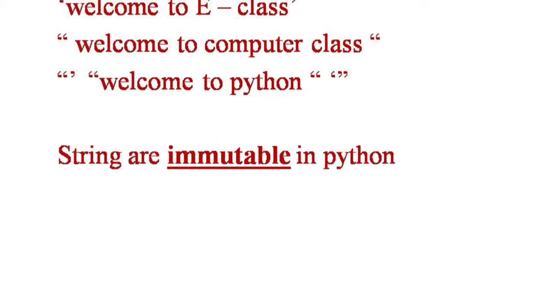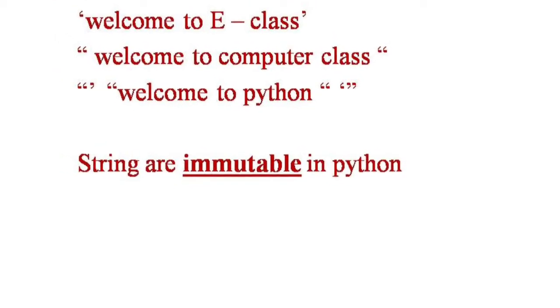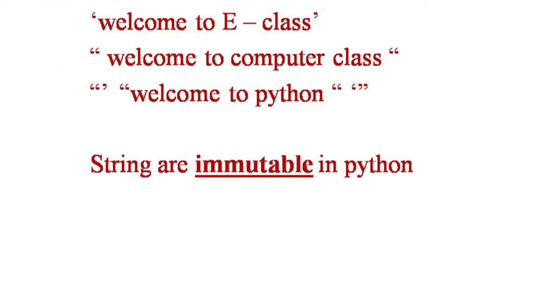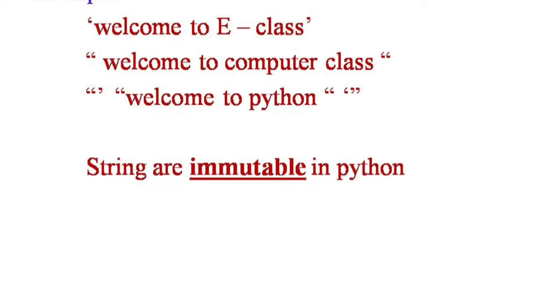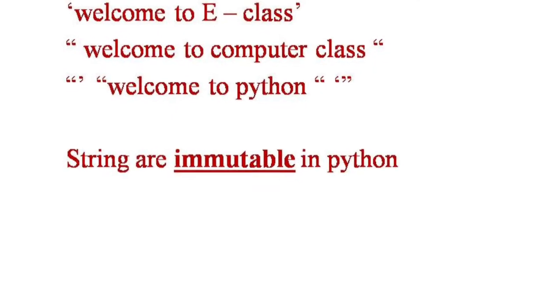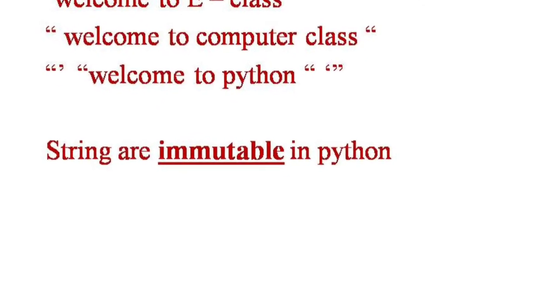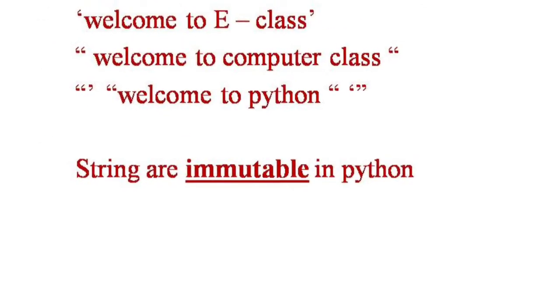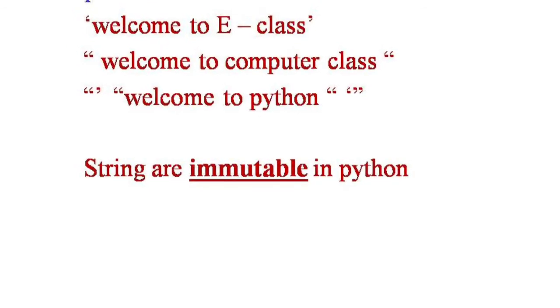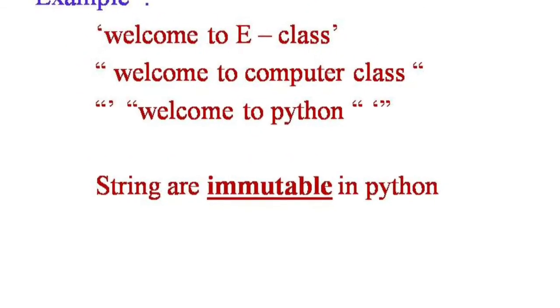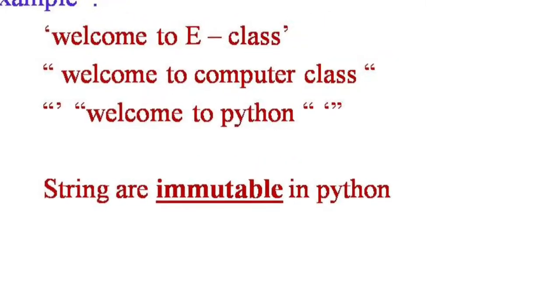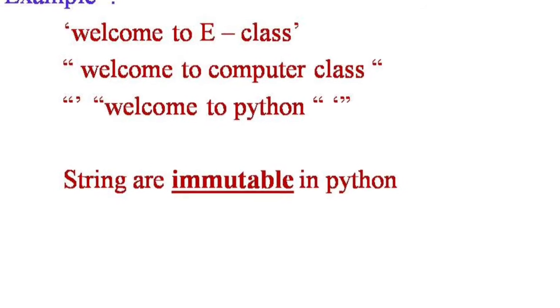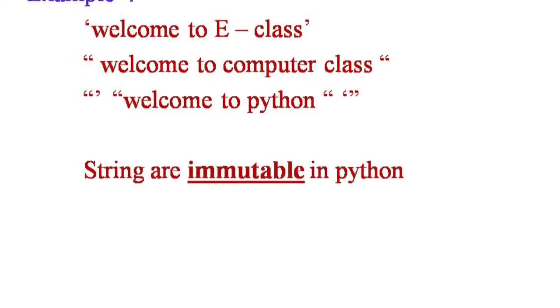Students, understand, each alphabet is a character. Group of characters forms a string. Now, in these examples, strings are given using single, double, and triple quotes. Strings are immutable in Python, which means once you define a string, it cannot be changed during execution.